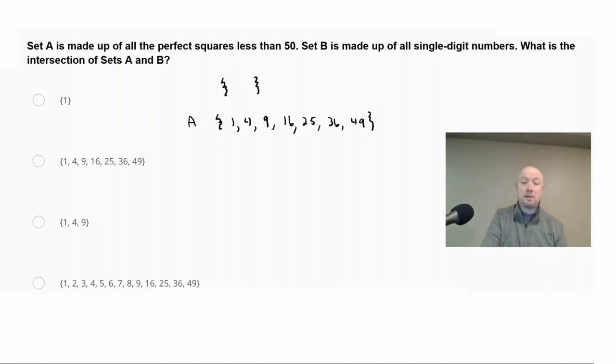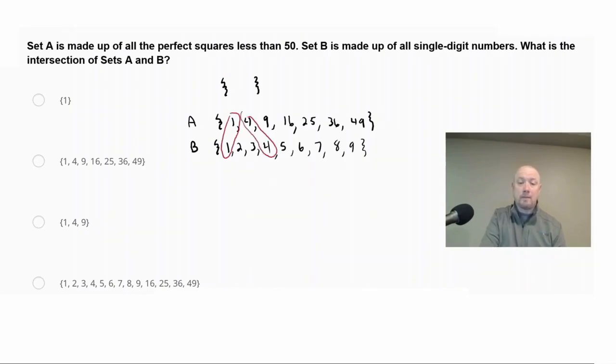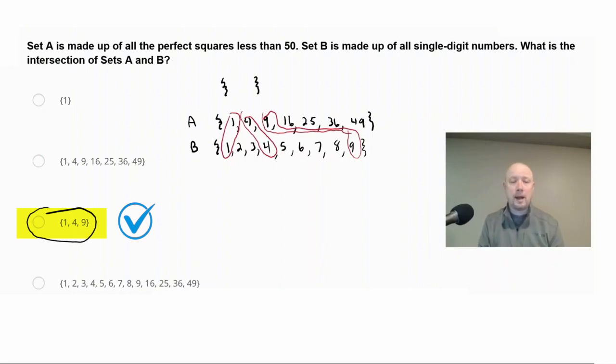Set B is made up of all single-digit numbers, so we're going to do 1 through 9. For an intersection, we're looking to see what the two sets have in common. I see that I have the 1s in common, the 4s in common, and the 9s in common. So my answer would be the set 1, 4, and 9.